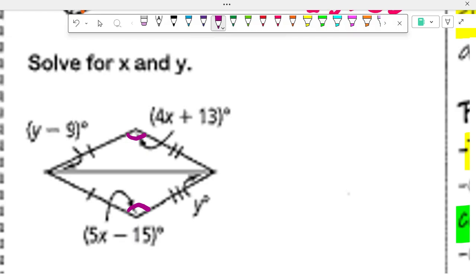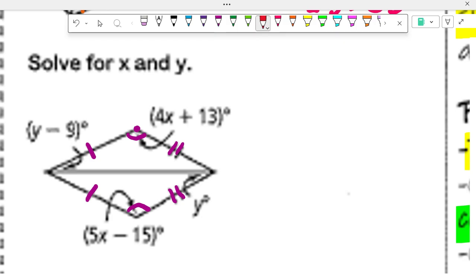Typically, how you figure out which ones are the congruent angles, because only one set of opposite angles are congruent, is that it's basically the angles that come from the two non-congruent sides. So do you see how these two sides here are not congruent and these two sides are not congruent? Like this one has 1 dash, this one has 2. So the angles that are congruent are the ones that are formed by the non-congruent sides.